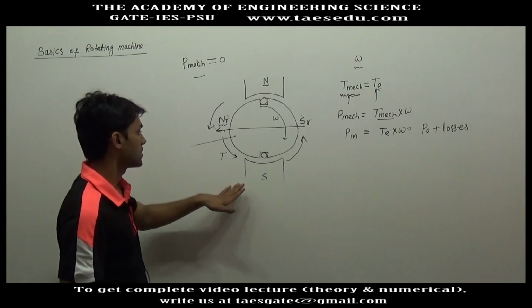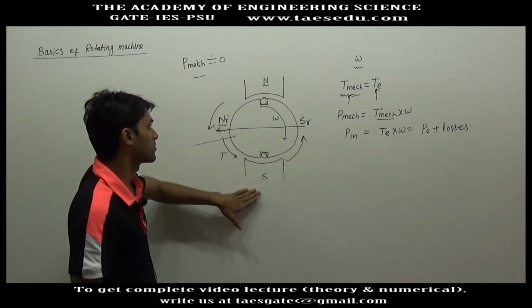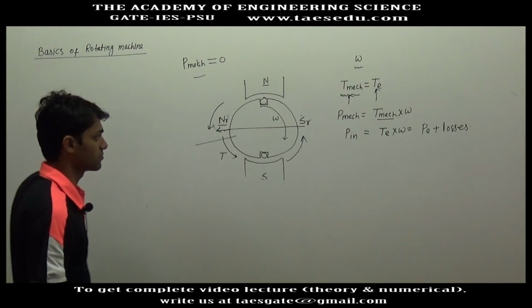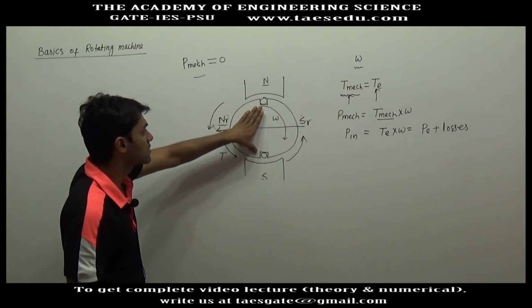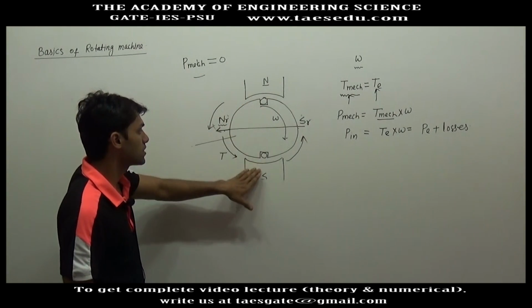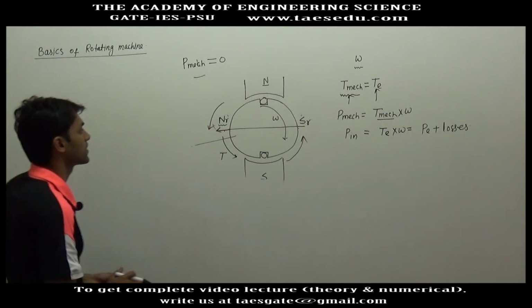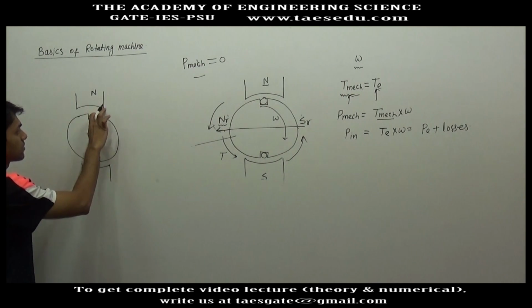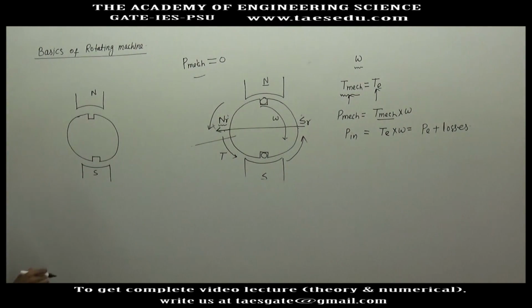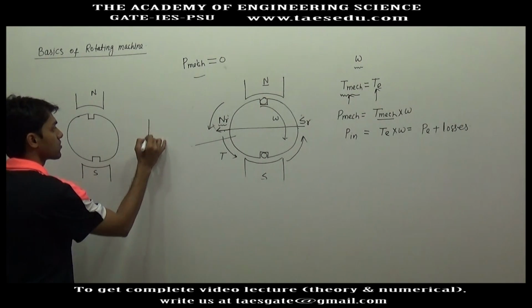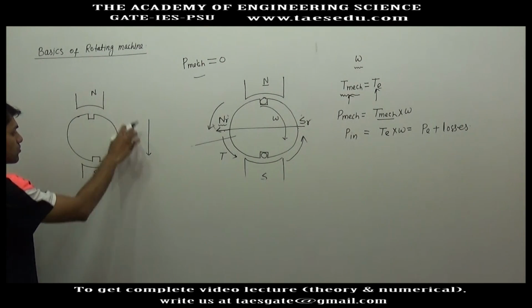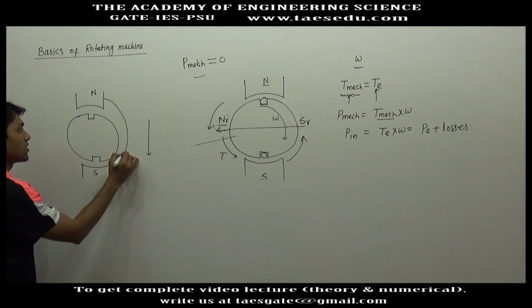So this way the conservation of energy holds. In this case we have considered that the south pole and north pole are fixed and this part is rotating. It is also possible that this part is fixed and the north pole and south pole are rotating. So in that case what will happen? In this configuration, what will be the direction of the magnetic field? The direction of the magnetic field is in the downward direction. Let's say this north pole and south pole are rotated clockwise.